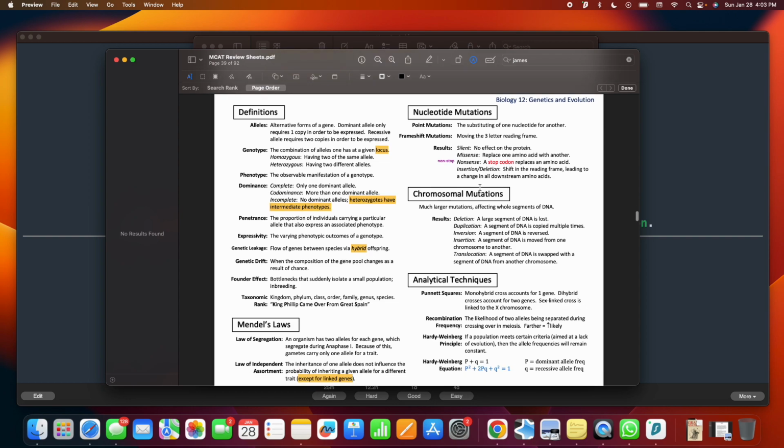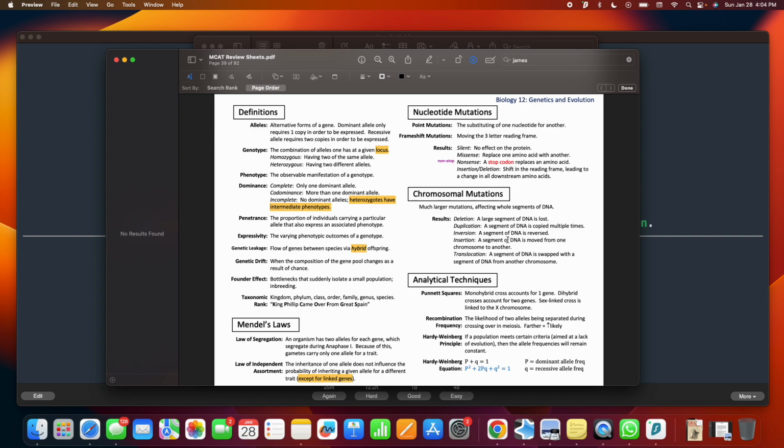Then we have chromosomal mutations, which are much larger mutations affecting whole segments of DNA. This results in deletion, duplication, inversion, insertion, and translocation. So deletion is, as the name implies, a large segment of DNA is lost. So you lose a large DNA segment. Duplication, you duplicate the DNA segment multiple times. Inversion, the segment of the DNA is inverted, reversed.